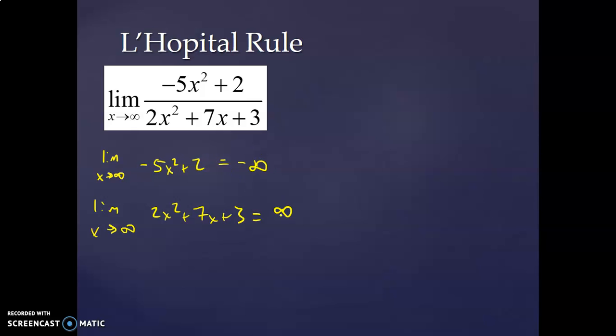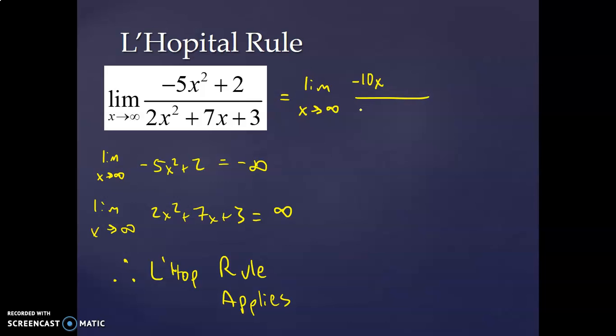Just like if they're both 0, if they're both infinity, you can invoke L'Hopital's rule. So you can say LHOP rule applies, or L'Hopital's rule applies, or just as long as you write LHOP somewhere, you'll be fine. If you've written out these two parts and write LHOP somewhere, they're going to know what you mean. So I'm going to say this is equal to the limit as x approaches infinity. And then let's take the derivative on the top. So that would be negative 10x. And then on the bottom, I would get 4x plus 7.